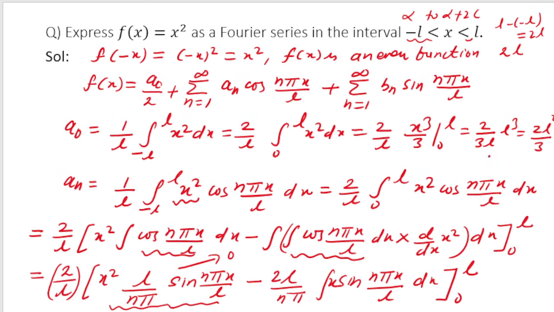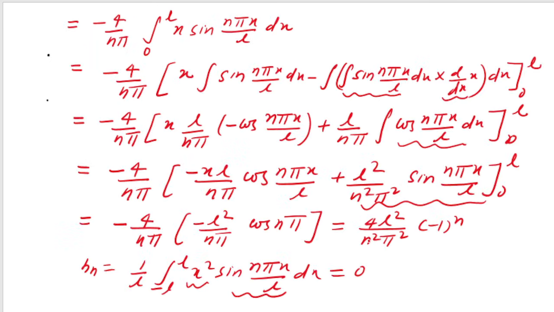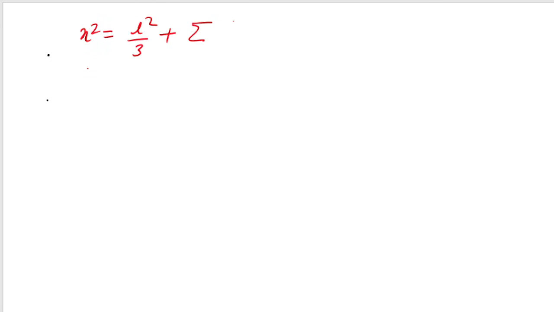Okay, so finally write the expansion. So x square, what is the A naught I have got? A naught I have got 2L square by 3. So A naught by 2 will become L square by 3, and summation An I have got is equal to 4L square by n square into pi square, minus 1 to the power n cos n pi x by L, and Bn I got 0, so no need to write.